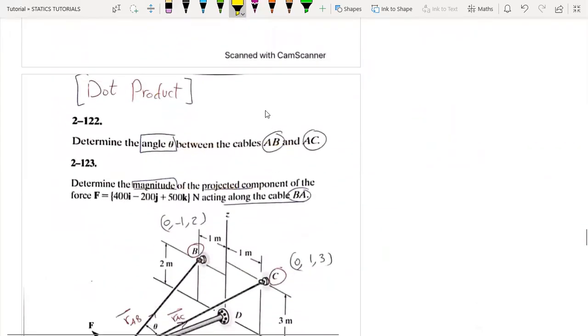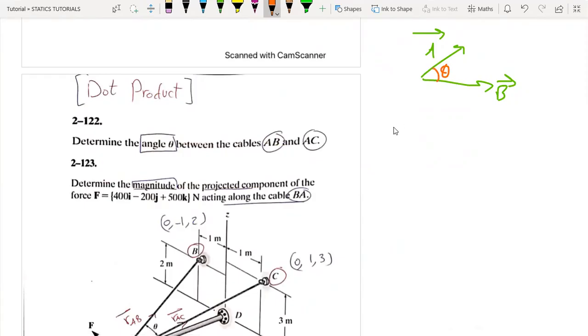Now, the last part in this chapter, which is an important topic, is about the dot product. The dot product, we can use it to get two things. First of all, the angle between two vectors. If we have a vector, let's say A, and here is our vector B, and there is our angle theta.